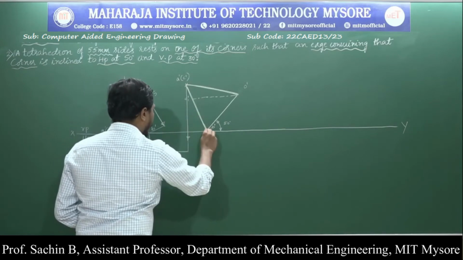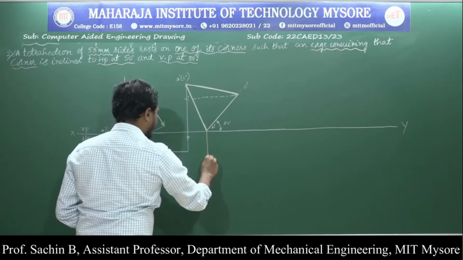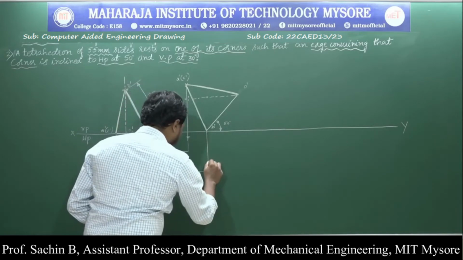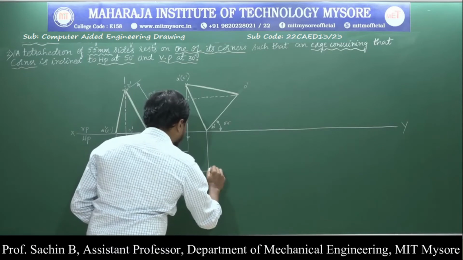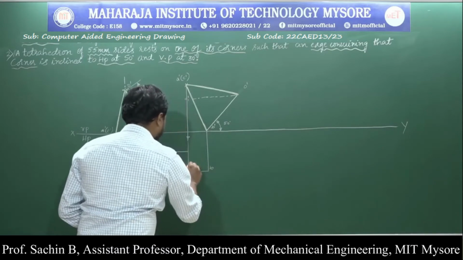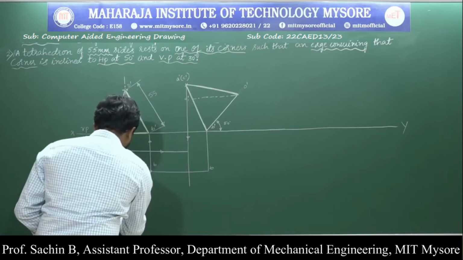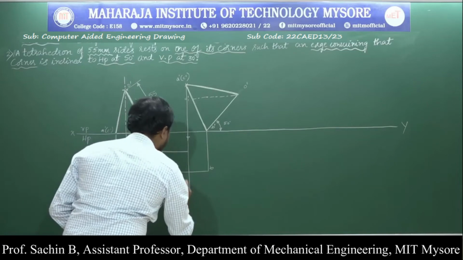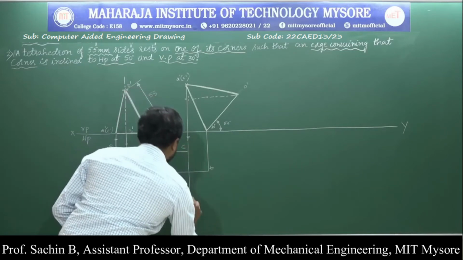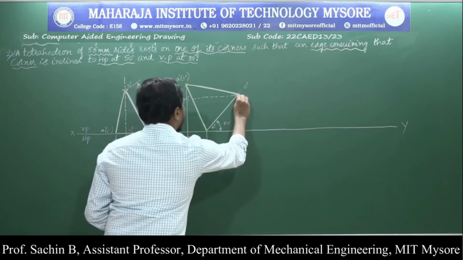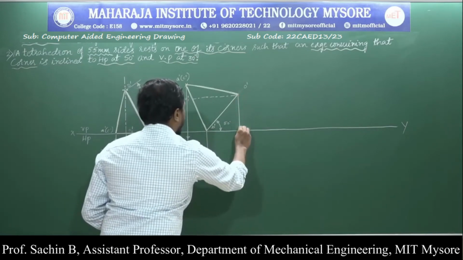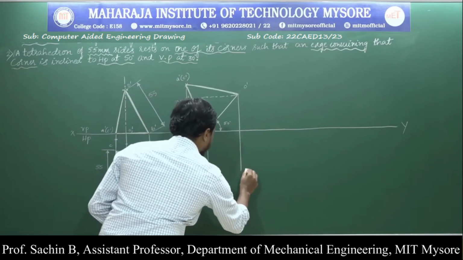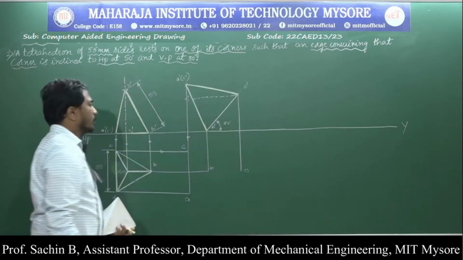Next I will go for drawing from B point. Next I will extend this to A point. This is C point, this is A point. Next I will go for drawing from the O dash point. This is O point.